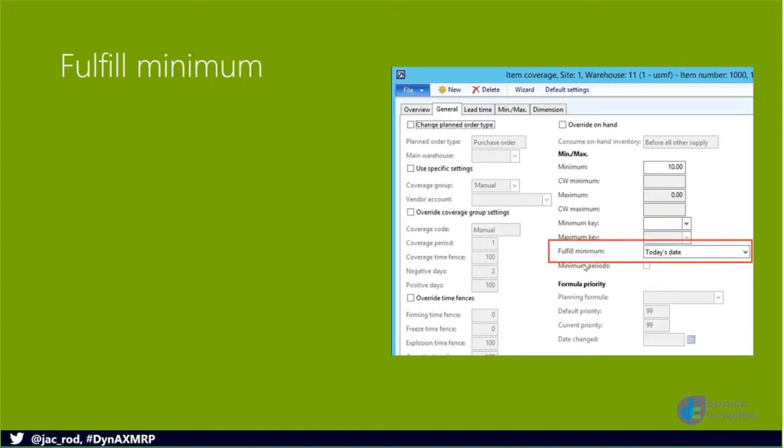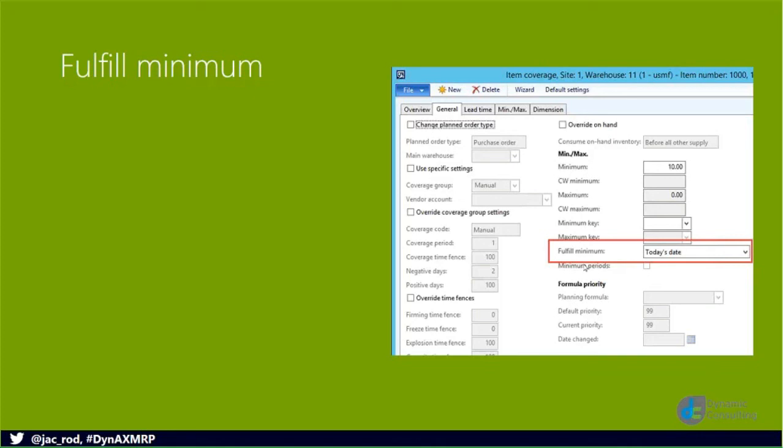So if you click on your on-hand inventory on an item in your net requirements form, if you click on the on-hand line for an item that has a minimum, down in the lower pegging section, you will see a safety stock line pegged against that. And that safety stock line will have a requirements date. And unless you've changed this fulfill minimum field, it will be today's date. And so what this field does is it moves that requirement date for that safety stock requirement line. You have 4 different options here.